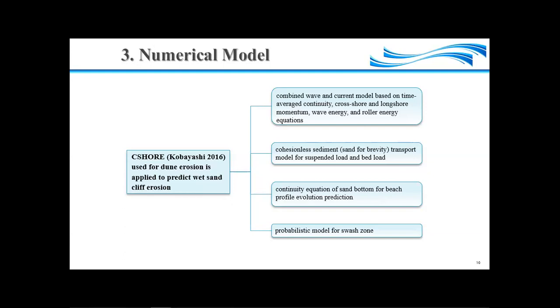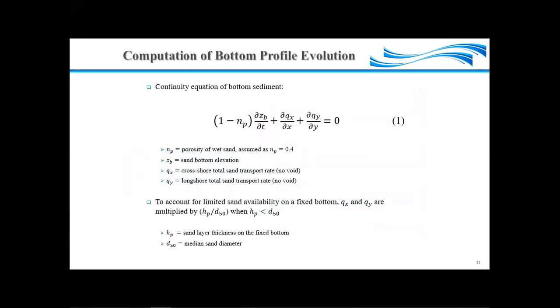So we have to increase. And then this is the equation of continuity for bottom sediment. So we have to predict this. Okay, this is a partial differential equation. This is how much sand is moving in a cross-shore direction, how much sand is moving in an alongshore direction. Then this sand moves, and this is a gradient. If more sand comes in than goes out, you have accretion. If more sand goes out than comes in, you have erosion. And then the question is how to predict this quantity.